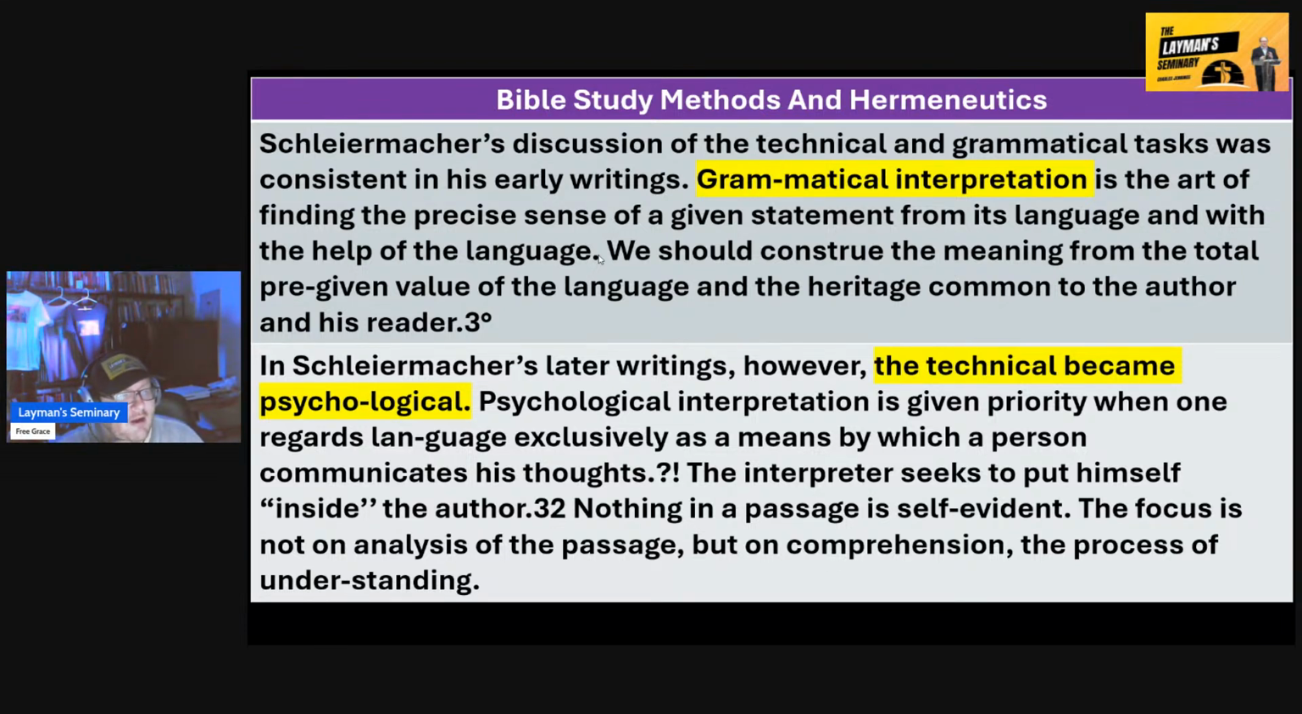In Schleiermacher's later writings, however, the technical became psychological. Psychological interpretation is given priority when one regards language exclusively as a means by which a person communicates his thoughts. The interpreter seeks to put himself inside the author. Nothing in the passage is self-evident. The focus is not on the analysis of the passage, but on comprehension, the process of understanding.